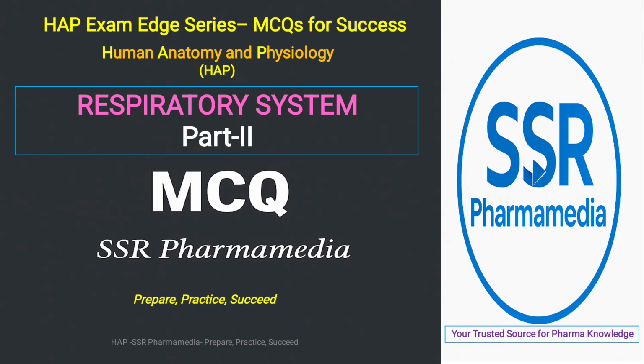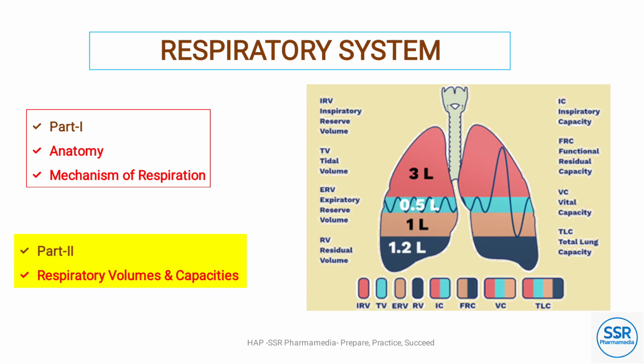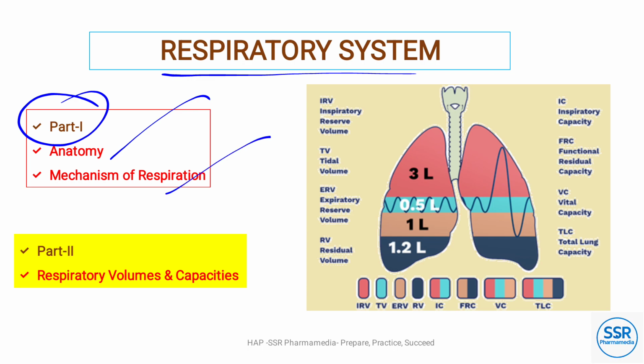So, Human Anatomy and Physiology. Today we are going to discuss Respiratory System Part 2. Prepare, Practice, Succeed. We have already discussed Part 1, Anatomy of Lungs and Mechanism of Respiration. Today we are going to discuss respiratory volumes and capacities.